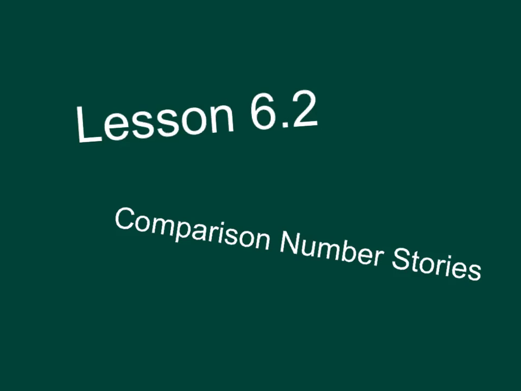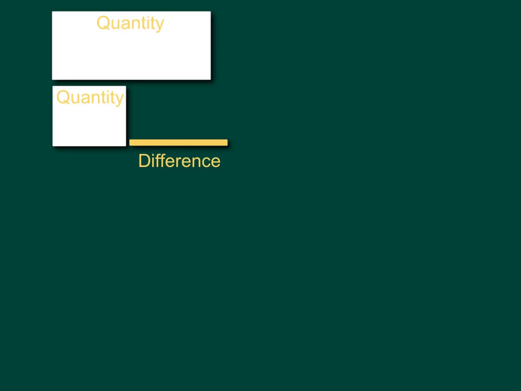Today's lesson is about comparison number stories. This is lesson 6.2 in the Everyday Math series. Comparison number stories are a great way to compare two quantities of things. A quantity is just a number of items.